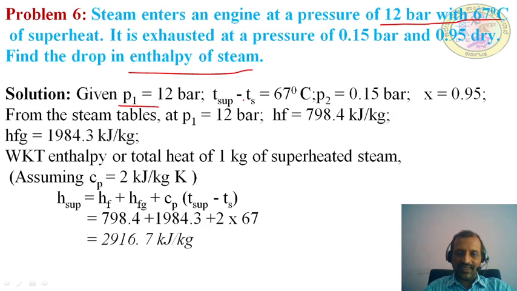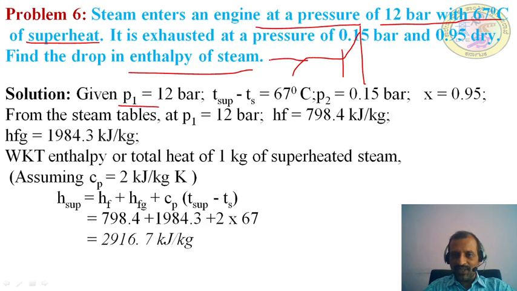So T sup minus Ts, he has given 67 degrees Celsius. This is the superheat, as I said. Superheat means it is something like this. At this point it is a dry saturated steam. At this point it becomes the superheated steam. So the temperature difference from here to here: this is the saturated temperature and this is T sup, the superheated temperature. When you subtract from here to here, that is the superheat he has given, 67 degrees Celsius. Then P2 is 0.15 bar. When the pressure drops from 12 bar to 0.15 bar, the dryness fraction becomes 0.95.